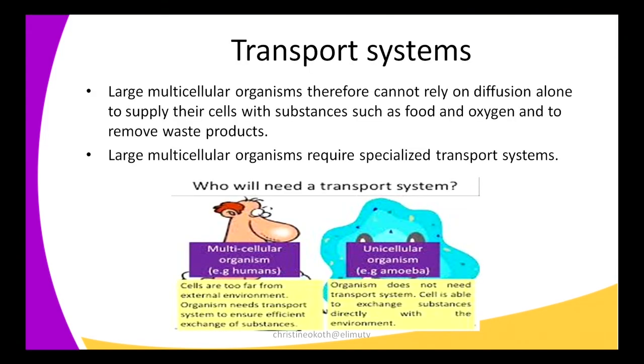Large multicellular organisms, therefore, cannot rely on diffusion alone to supply the cells with substances such as food and oxygen and to remove waste products. So these large multicellular organisms require a special transport system because of the size of their bodies. They need an elaborate transport system that can help them to take in substances or transfer substances throughout their system, compared to unicellular organisms, which can easily diffuse substances inside and outside.